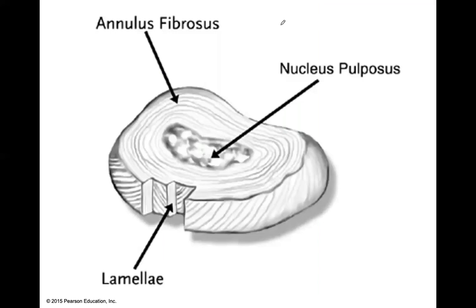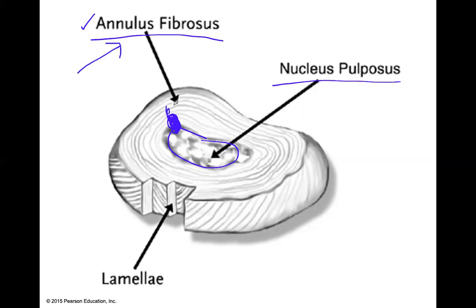And here's what a disc looks like. So in the center of it, we have something called the nucleus pulposus. And on the outer portion, we have these annular fibers called the annulus fibrosus. And the annulus fibrosus is highly innervated. There's lots of nerves that go to the annular fibers, and that's what makes it painful when a disc starts to bulge. If it starts to break through these annular fibers, it becomes painful.